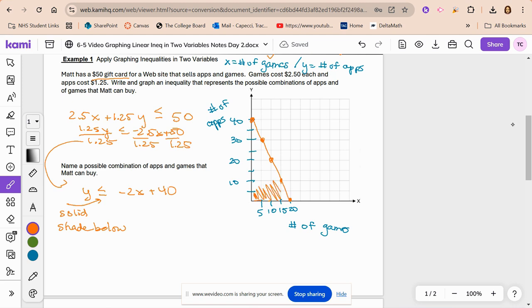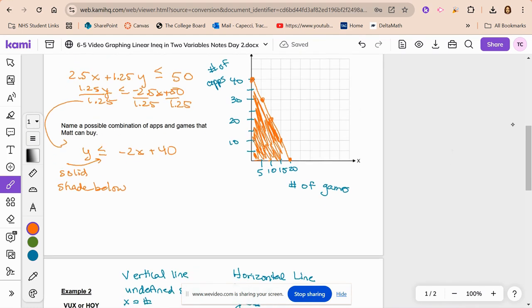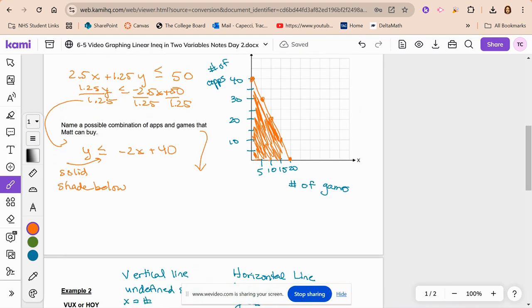So this is everything that Matt would be able to afford. Any combination, including those that are on the line, that falls in that shaded region. So it says here, name a possible combination of apps and games that Matt can buy. So if we pick, doesn't really matter, anything in the shaded region. So I could pick something like this, something here, which would mean 5 games and 15 apps. So anything within that shaded region or on that solid line is a possible combination that Matt can afford.